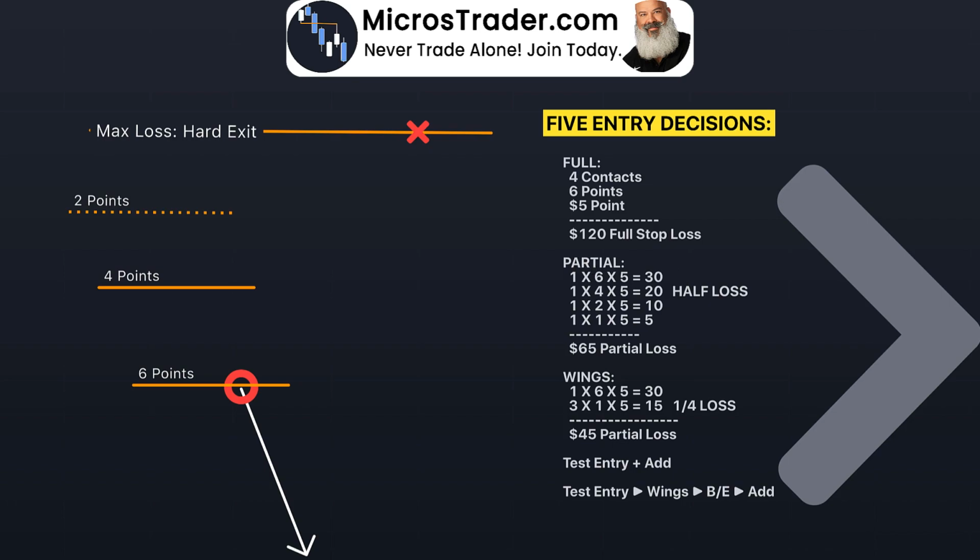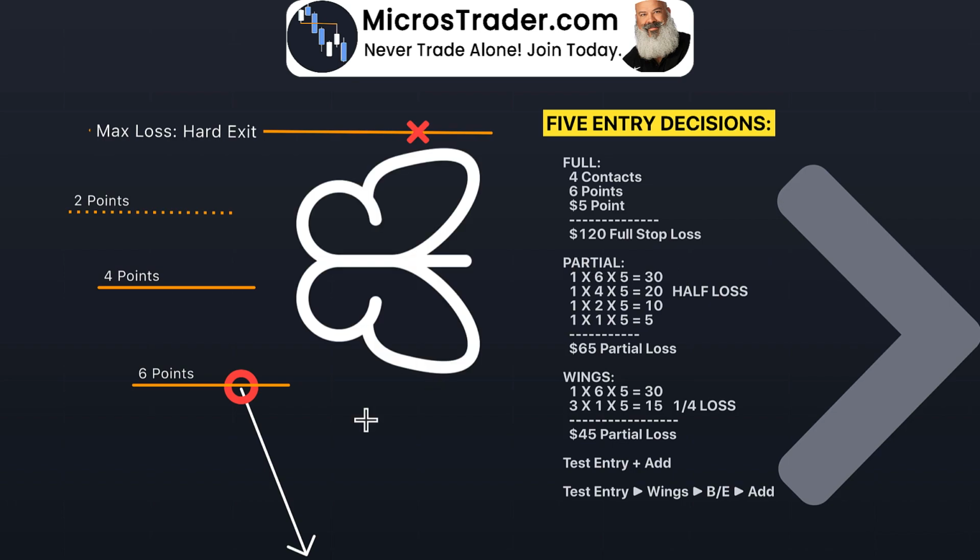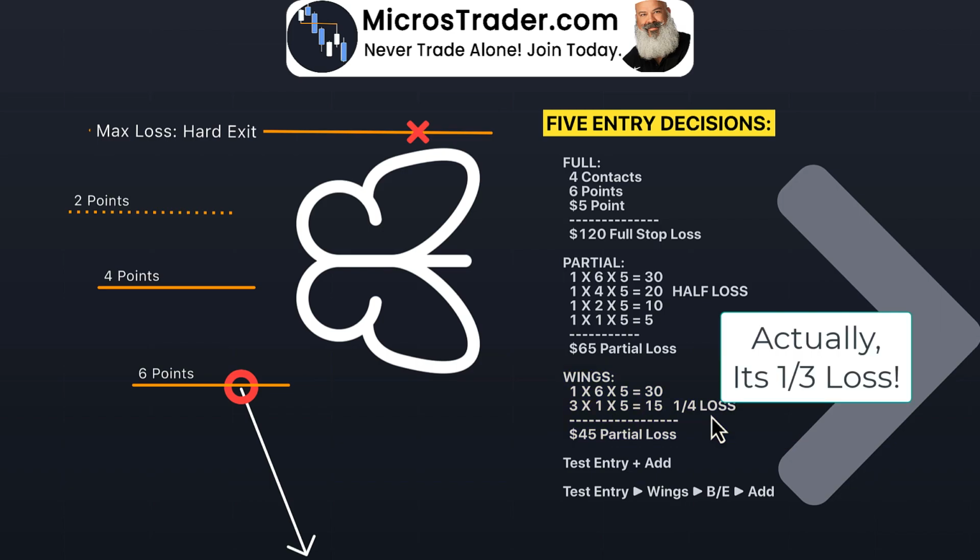Well, what if I just traded the wings? What if I only traded the wings, where I did an entry here with 1 and I did 3 up here? Okay? Entering on the edges of your range. That's why it's called the wings. If I did that, well, 1 contract experienced a 6-point loss and 3 of them experienced a 1-point loss. That's a quarter loss. But then I still got in all my entries.